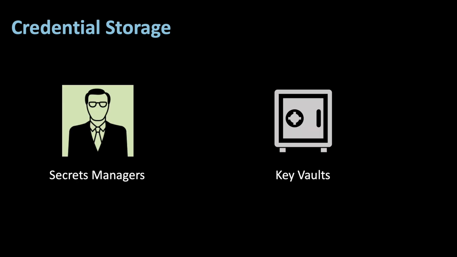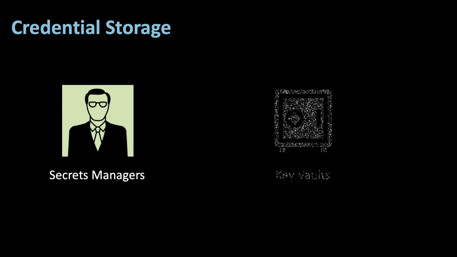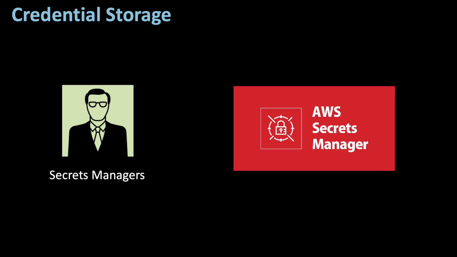We move on to credential storage. There are two ways to store credentials safely: secrets managers and key vaults. First, what are secrets managers? Secrets managers are the cornerstone of credential storage. They centralize the secure storage and rotation of sensitive credentials, enhancing security and auditability. AWS Secrets Manager, for instance, enables organizations to safeguard database credentials for applications while automating the periodic rotation of these credentials. This automated rotation mitigates the risk of unauthorized access and potential security breaches.